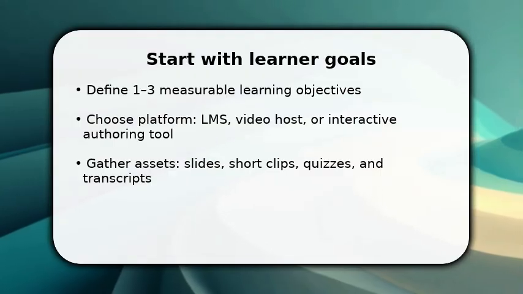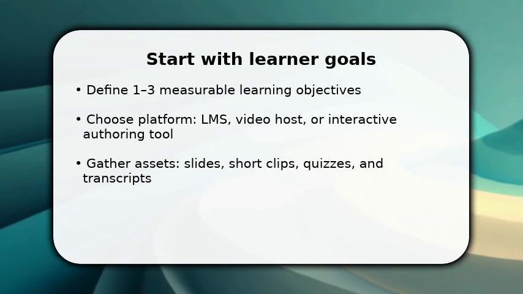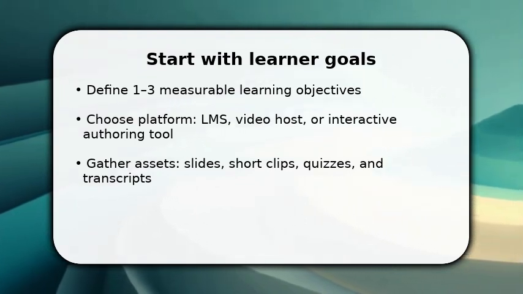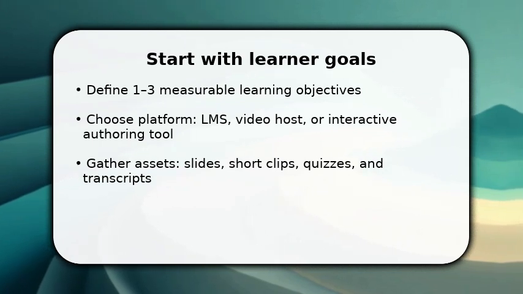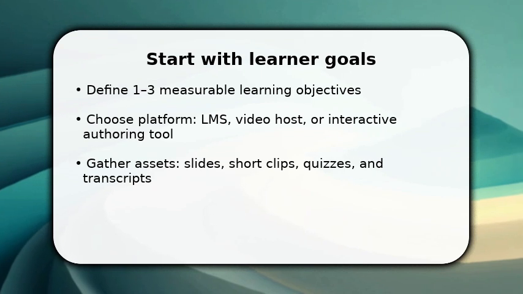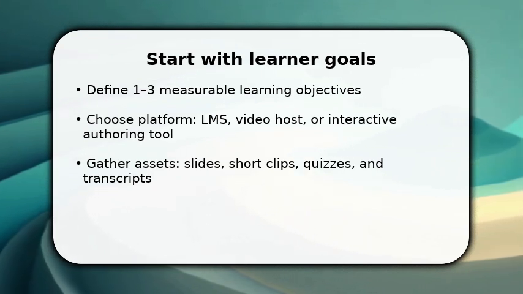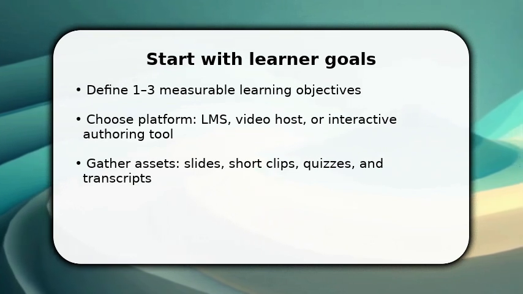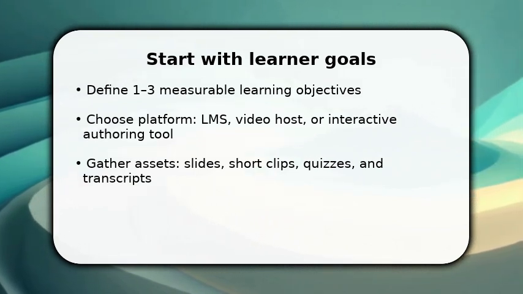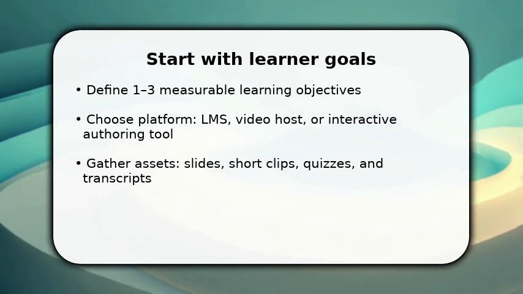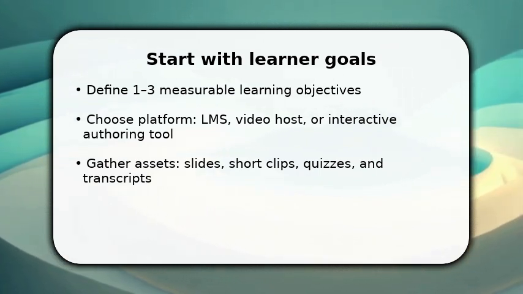You start by locking in clear learner goals and the first actionable steps. Pick 1 to 3 measurable objectives, then choose your platform and assemble key assets. Once done, map each objective to a 30-90-second video chunk and a corresponding interaction. Make sure to set a time budget per module and a basic branching plan so you can record with purpose rather than improvising. This reduces rework and keeps your training focused on outcomes.